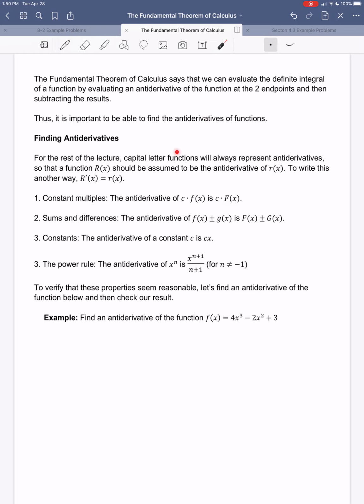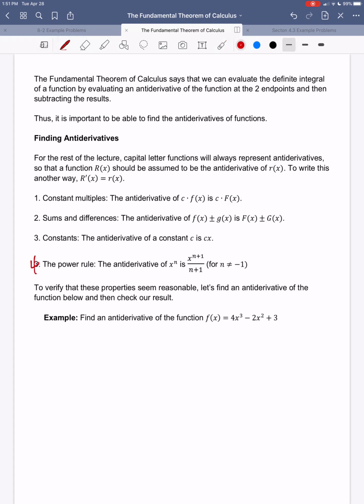So I'm going to keep this convention here. So if I have a function capital R of x, we assume that's the antiderivative of little r of x. Or in other words, if I take capital R prime of x, that's equal to little r of x, right? So some basic stuff here.